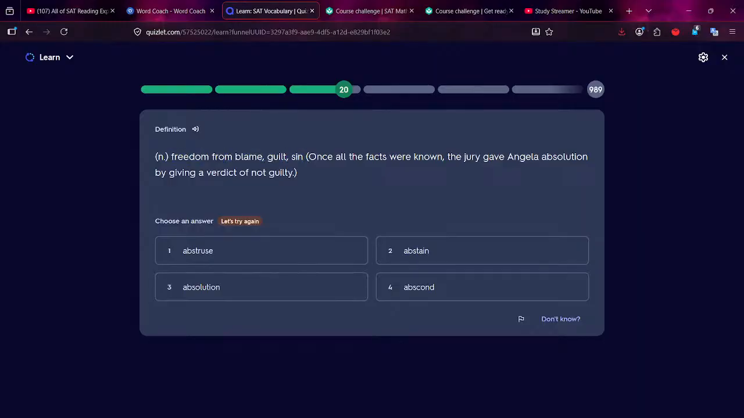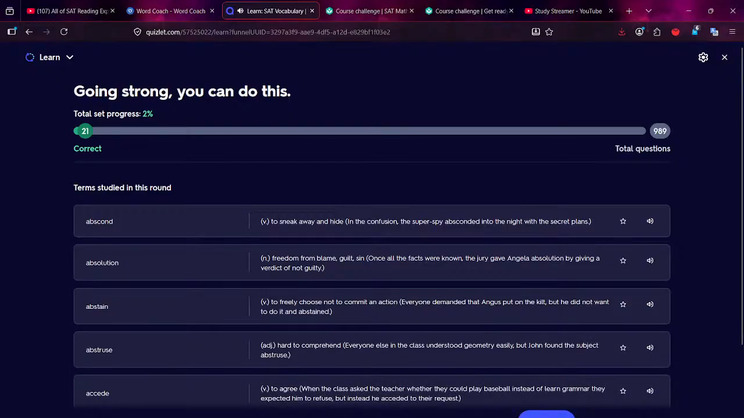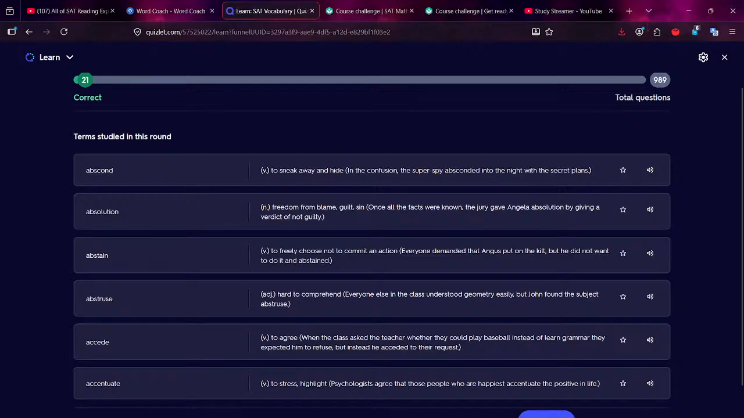Freedom from blame, guilt, the same thing we did. It's not abstruse. Abstruse was like, I don't quite remember. Abstain is to. Okay, so I know it's absolution, probably. Okay, so abscond, these two are the ones with trouble. Abscond is to sneak away and hide, versus abstruse means hard to comprehend. So abstruse, hard to comprehend; abscond, to sneak away and hide.